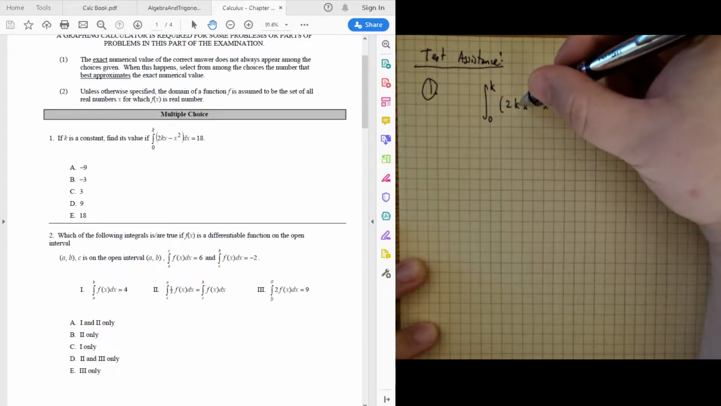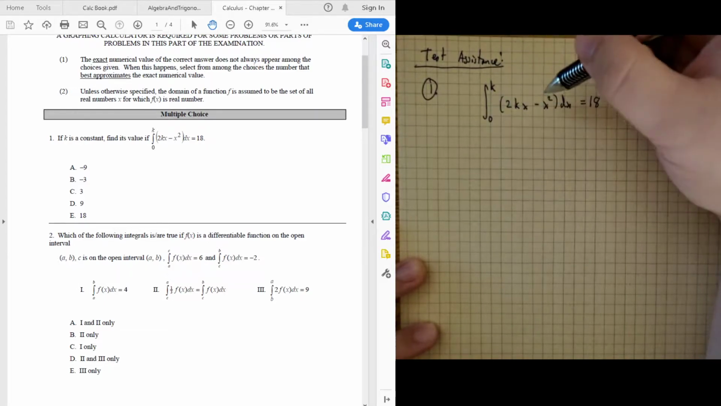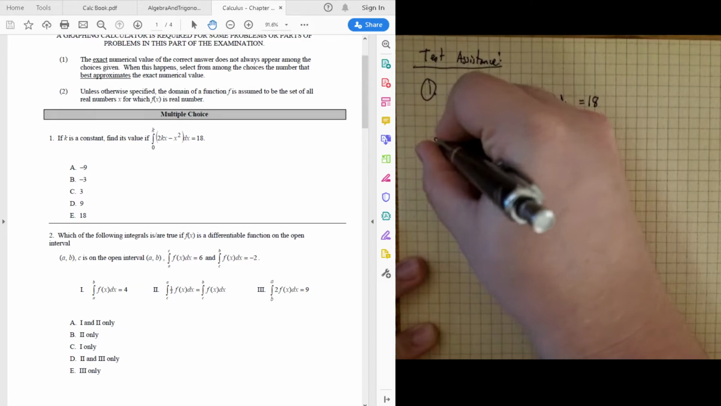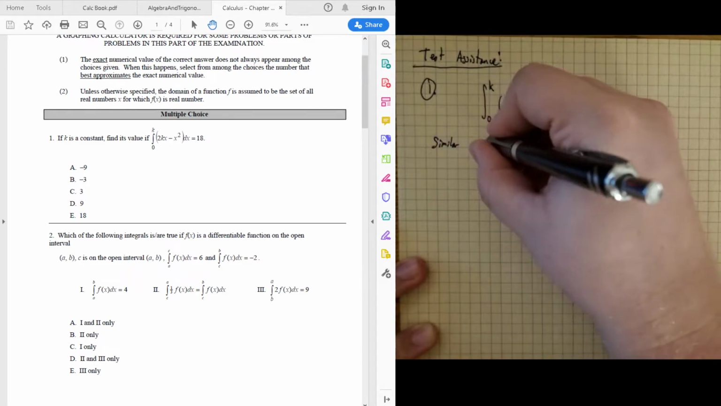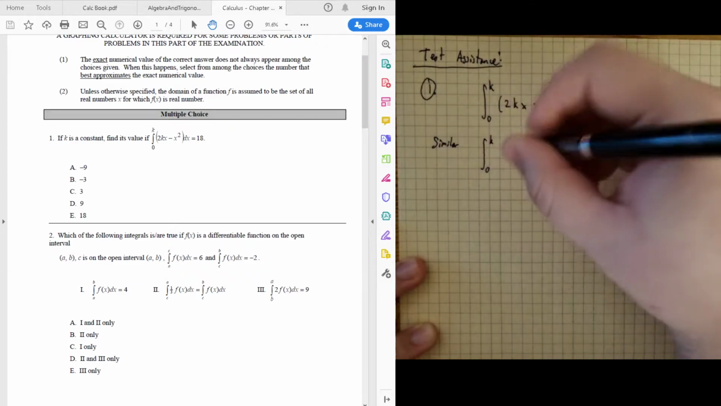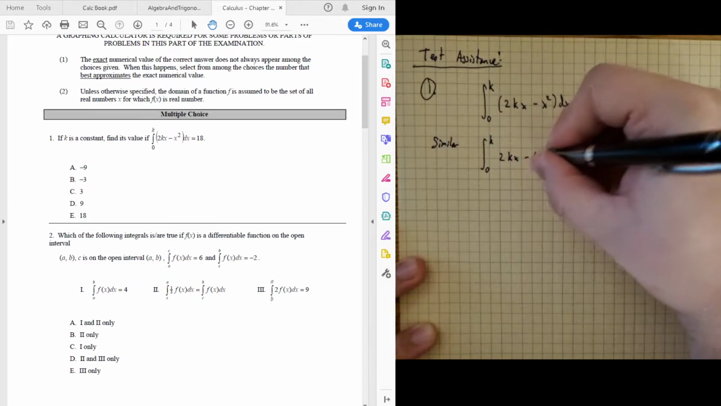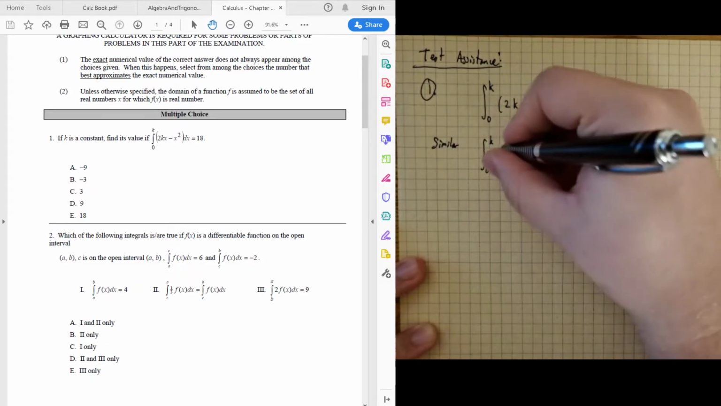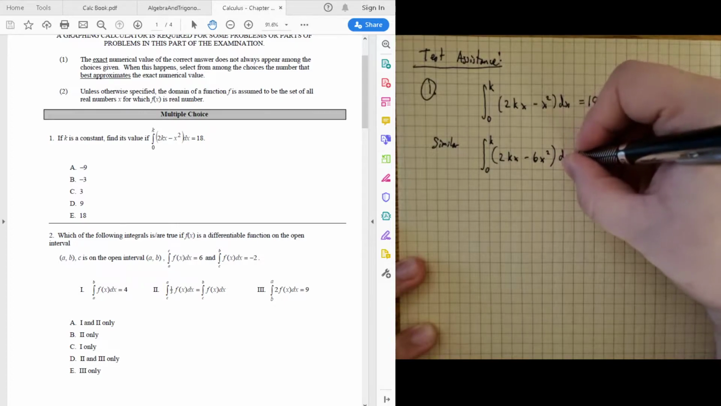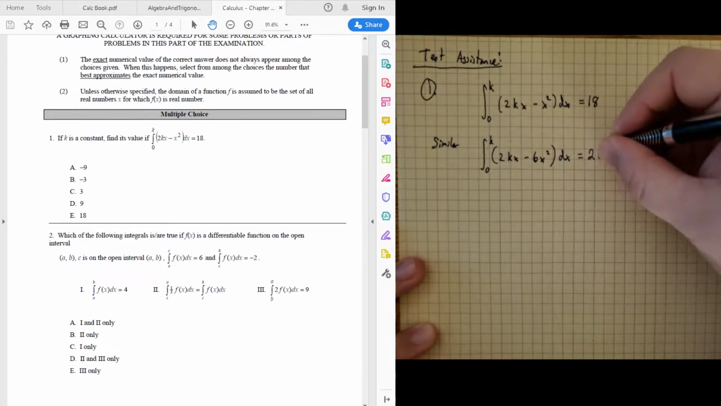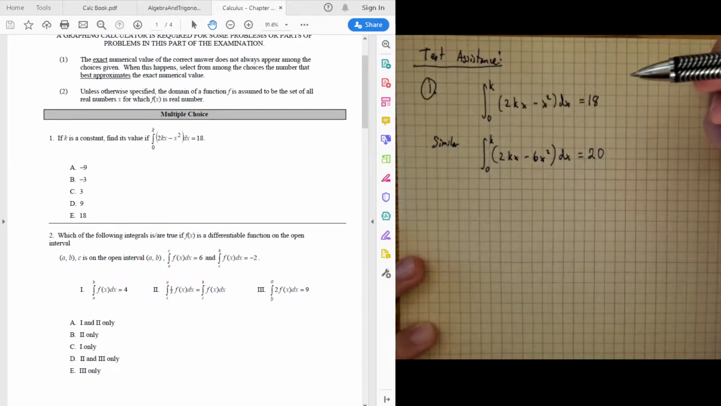Okay, it's just 2k. And so you can solve this problem by using basic integration and then plugging in 0 and plugging in k. The only trick is that you already know what the answer should be. The answer should be 18. So let's look at a similar problem. Let's go from 0 to k of 2kx minus, let's say, 6x squared, and let's say this is equal to 20, whatever it happens to be. So I changed two numbers, giving you a similar example.